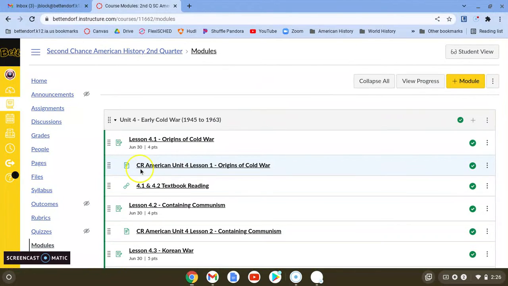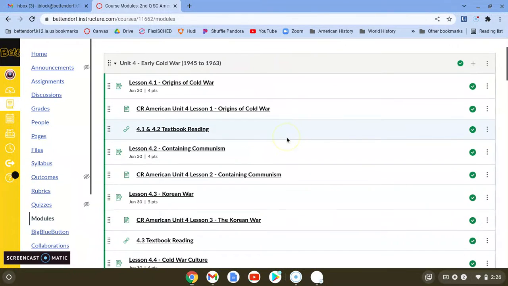Where it says credit recovery and it says the class out, this is the presentation that's used to make the Edpuzzle. And then sometimes there are textbook readings that go with the lesson. These textbook lessons are 100% up to you. If you feel like you need more information, you can read up on it. But if you want to also Google things, you can do that too.